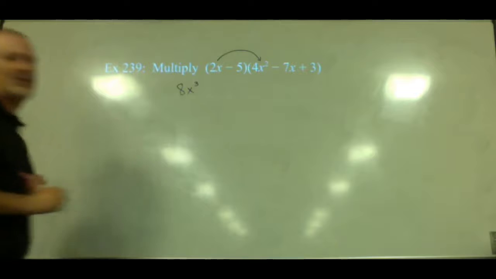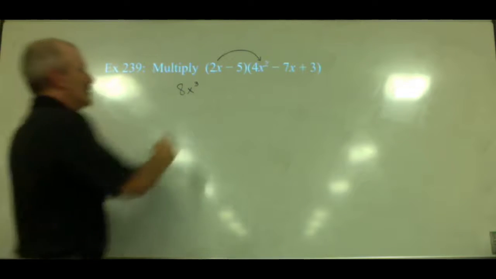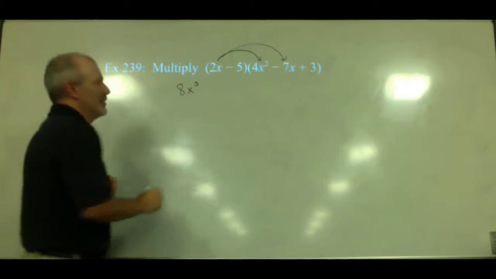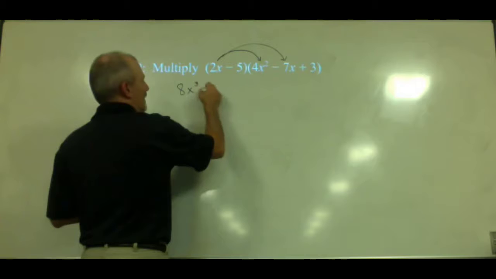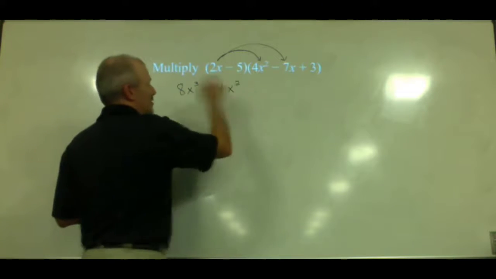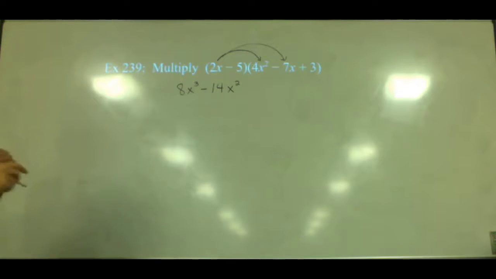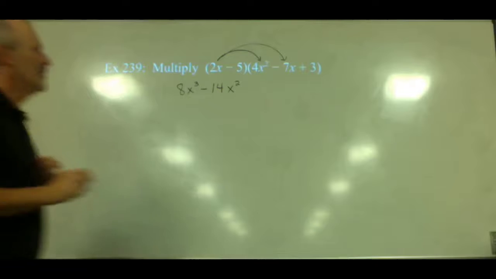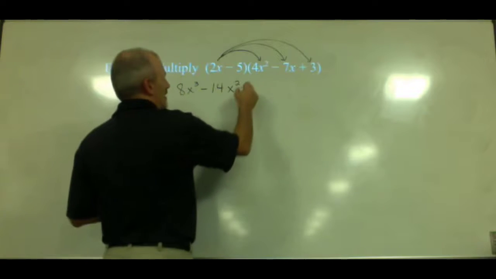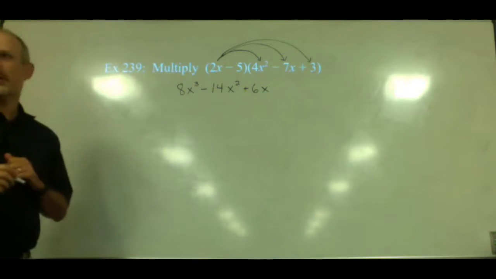8x to the 3rd power. Then what should we do? 2x times the negative 7x, and what will we get there? Negative 14x to the 2nd. Make sure you don't lose your negative there. Does that make sense? Okay, then what do you think we should do? 2x times the 3. And what do we get there? Plus 6x. Is everybody okay so far?